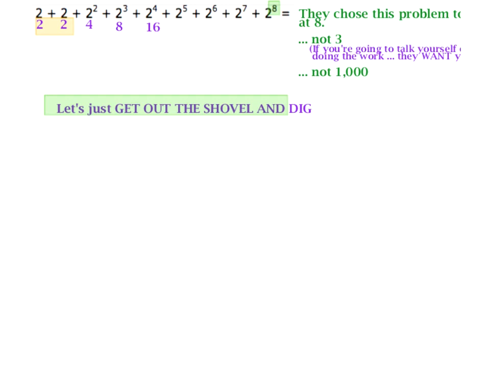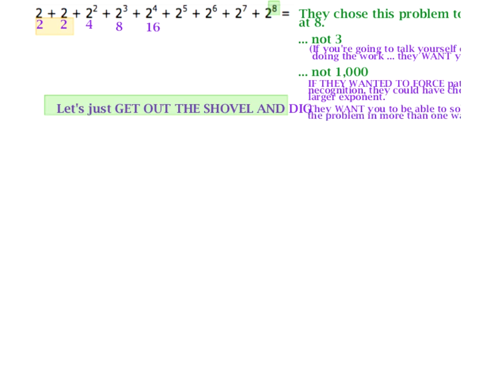But what's more important is this. They gave you a small enough number that you can just do the work. If they wanted to force pattern recognition, they just as easily could have chosen a larger exponent. But they don't. They want you to be able to solve the problem in more than one way. They really do. This is the thing that is very consistent about this exam.